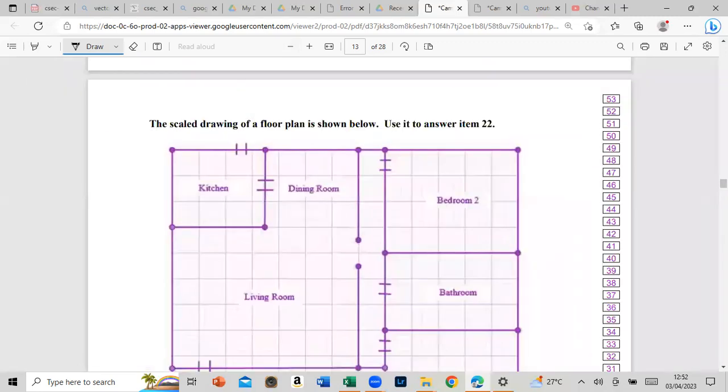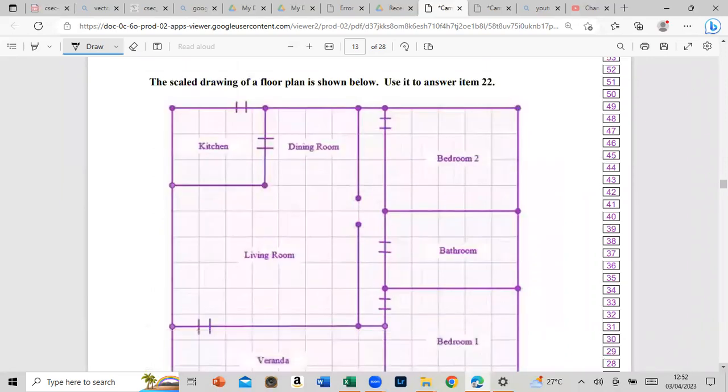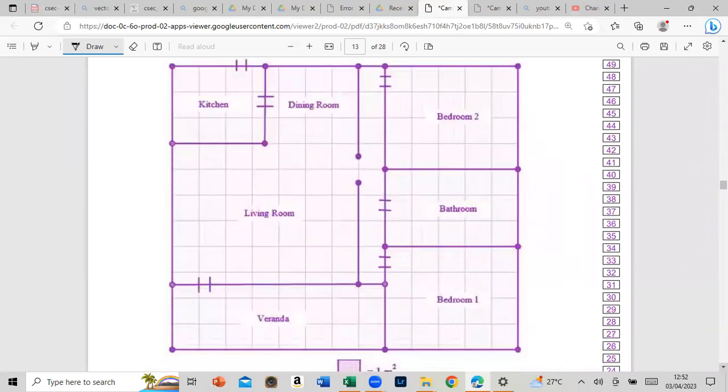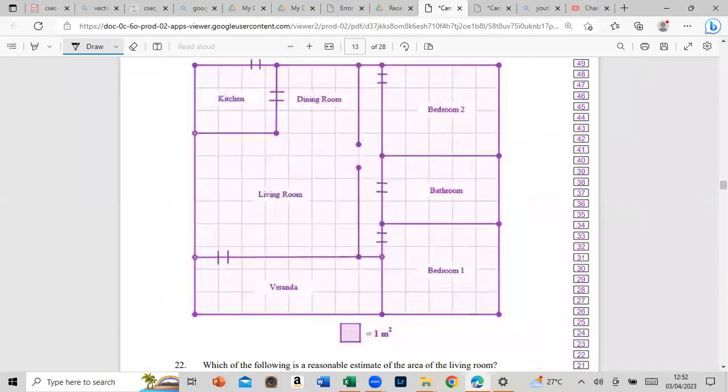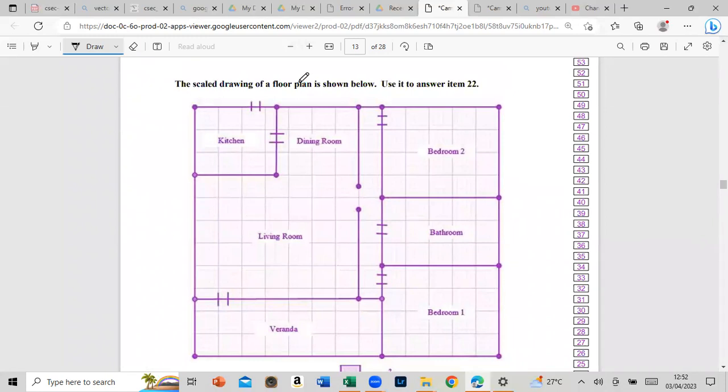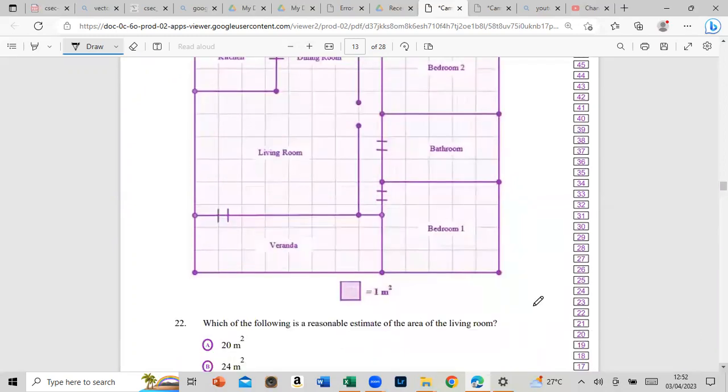Alright, this one is a scale drawing. The scale drawing of a floor plan is shown below. Use it to answer item 22. Alright, they say 1 square is 1 square meter. Which of the following is a reasonable estimate of the area of the living room?